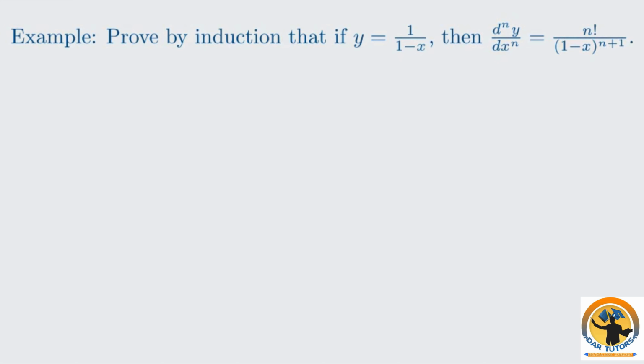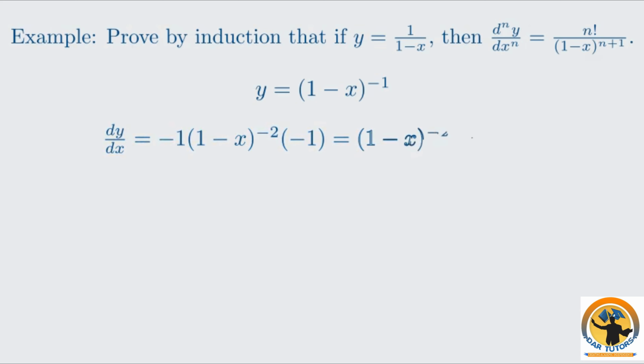First, let's find the first few derivatives to see the pattern. It's easier to differentiate if we write y as the quantity 1 minus x to the power of negative 1. Using the chain rule, the first derivative is negative 1 times the quantity 1 minus x to the power of negative 2 times the derivative of the inside, which is negative 1. This simplifies to 1 over the quantity 1 minus x squared.